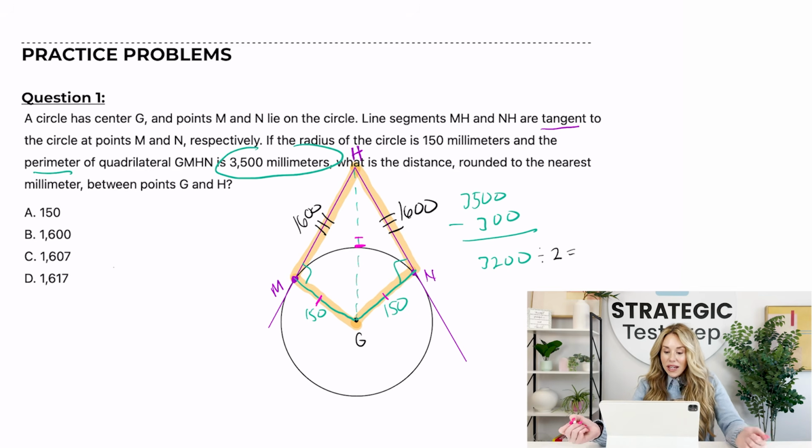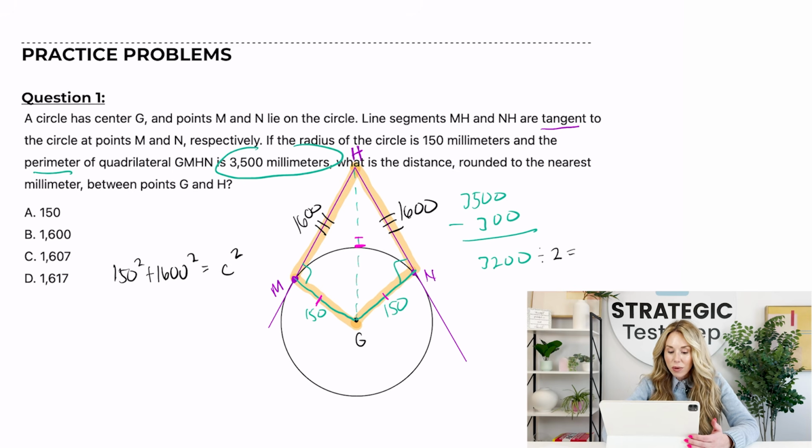And essentially, then I just use the Pythagorean theorem to get the hypotenuse. So it's going to be 150 squared plus 1600 squared equals c squared. When you crunch those numbers and work it out, you end up getting close to 1607. Notice when it says rounded to the nearest millimeter or is approximately, because they just want you to round. So if you get a decimal, don't freak out.